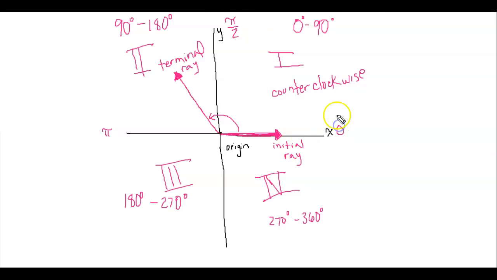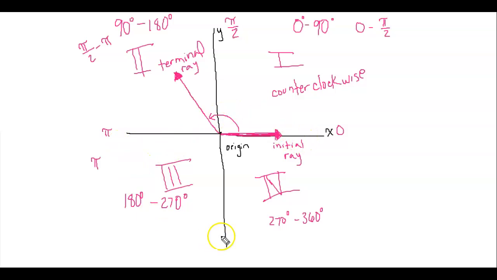So 0, we started here. Between 0 and pi over 2 is in the first quadrant. Between pi over 2 and pi is going to be in the second quadrant. Between pi, and then what you have to realize is each one of these quadrants is half pi radians, half of a pi radians.